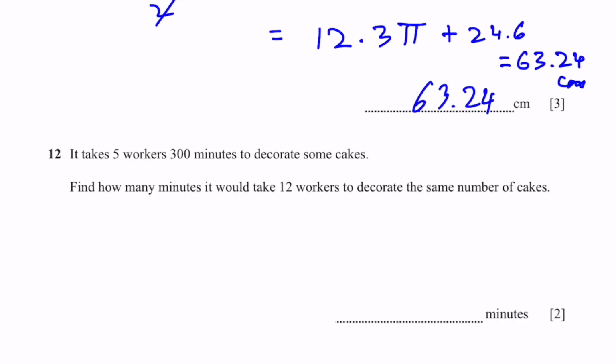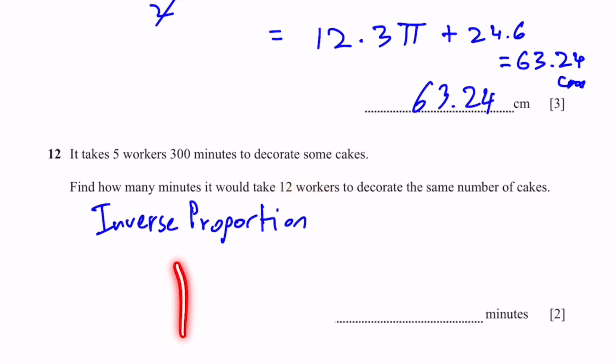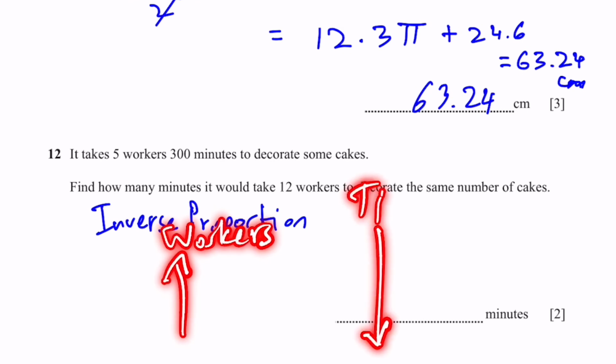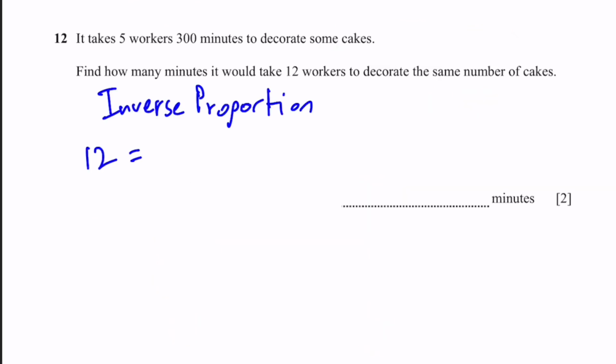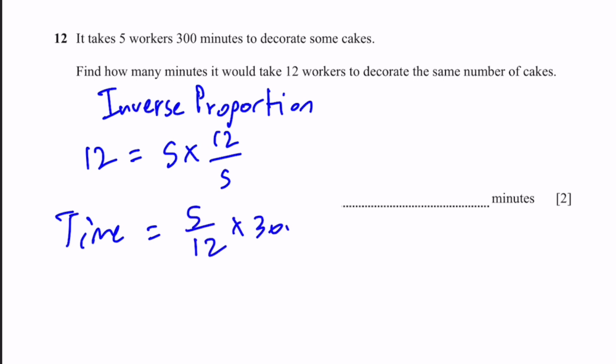It takes 5 workers 300 minutes to decorate some cakes. Find out how many minutes it'll take for 12 workers to decorate the same number of cakes. This is in inverse proportion. How? Because it's obvious that if the number of workers increases, the time taken will decrease. So 12 is equal to 5 into 12 by 5. Now the time taken for 12 workers is 5 by 12 into 300, which is equal to 125 minutes. That's the answer. Let's go to question 13.